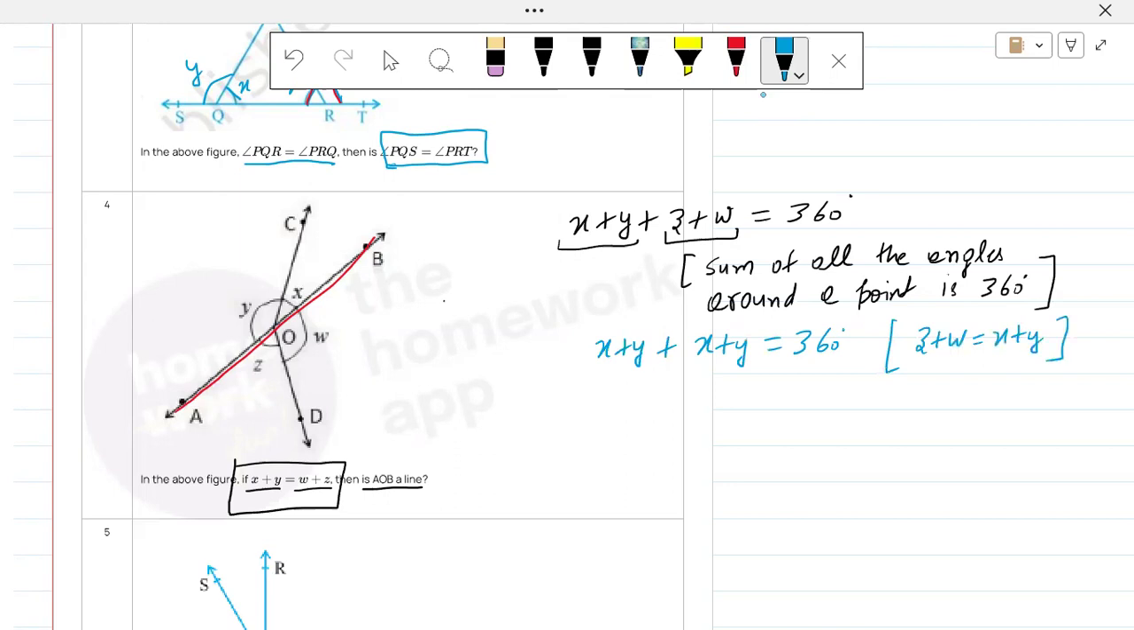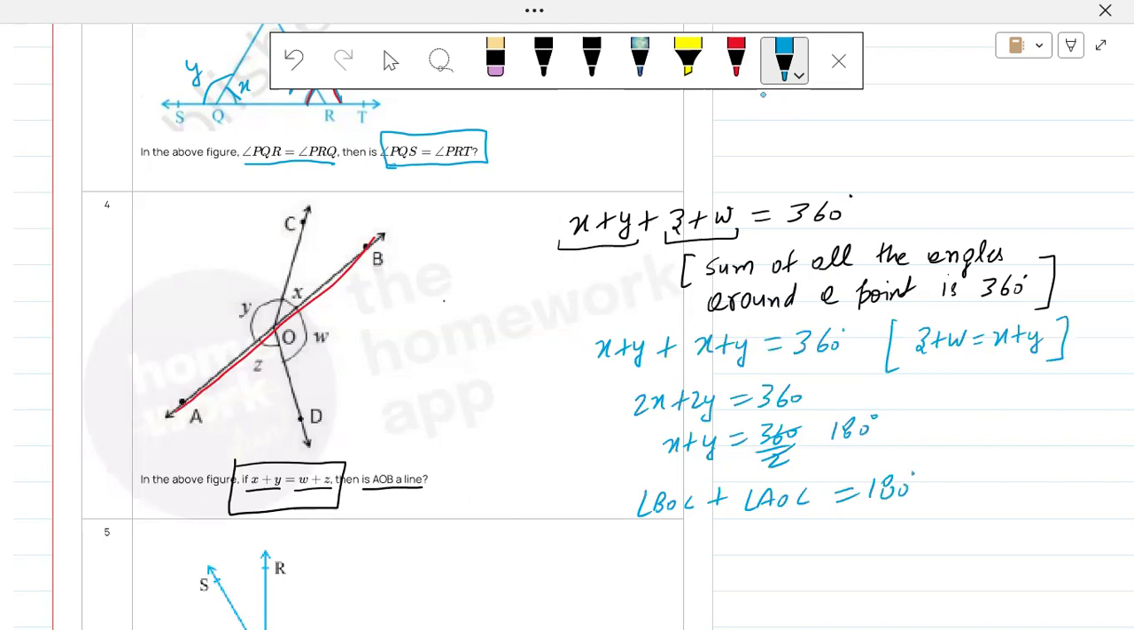Now what will happen? This x will be added with this x. It will become 2x plus 2y is equal to 360 degree. That means x plus y is equal to 360 upon 2. That is equal to 180 degree. Now what is angle x here? Angle x is angle BOC. And what is angle y here? Angle y is angle AOC. AOC is equal to 180 degree.